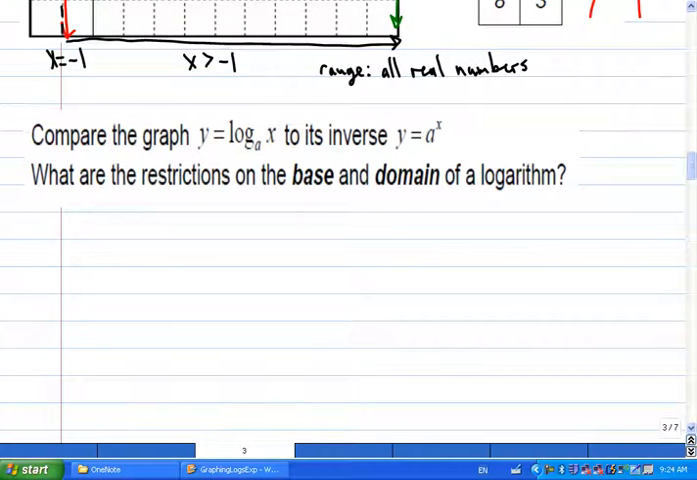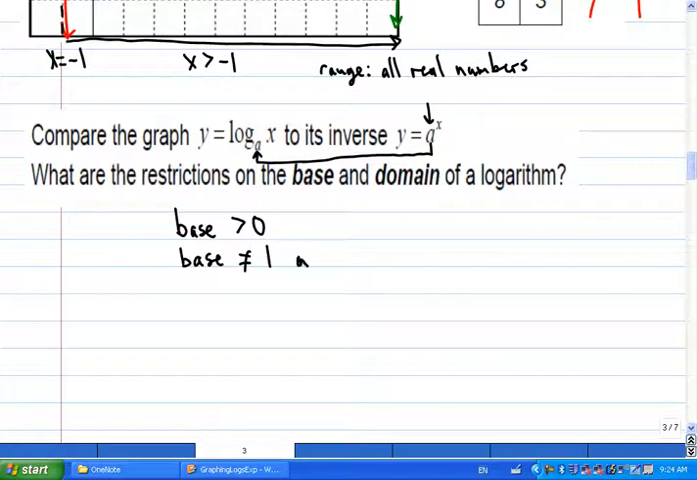Okay, so we've talked about this one just briefly, but remember we need to state this: if I'm going to go from this base and use it in the logarithm function, the base has to be greater than 0, because otherwise it will not work in here, and the base cannot be equal to 1 or the log is not a function.